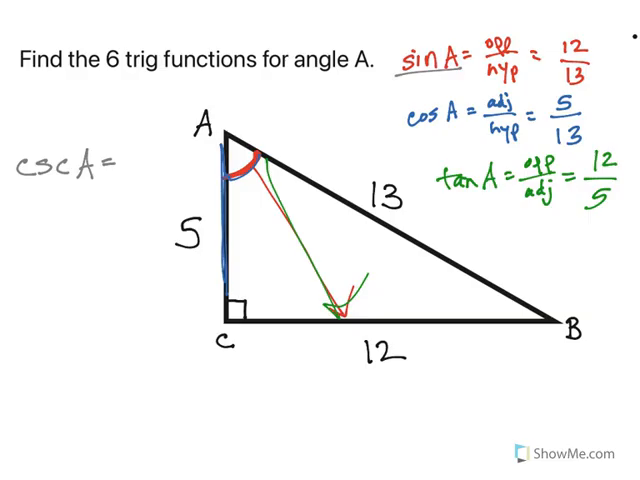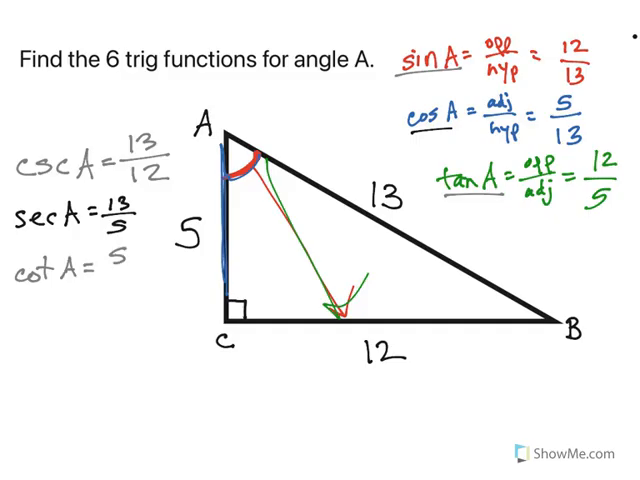So if I go to cosecant of A, we know that the cosecant is the reciprocal of sine. So if I know the sine of A is 12 over 13, then the cosecant of A is 13 over 12. And if I need the secant of A, well, the secant of A is the friend of the cosine. So if the cosine is 5 over 13, then the secant is 13 over 5. And the cotangent is the friend of tangent. So if the tangent is 12 over 5, then the cotangent is 5 over 12.